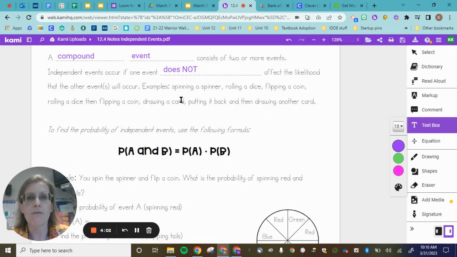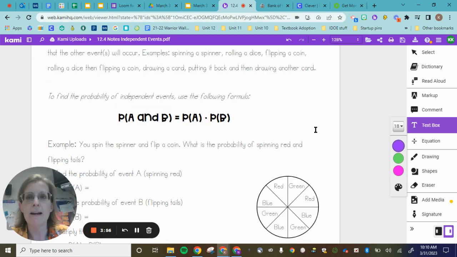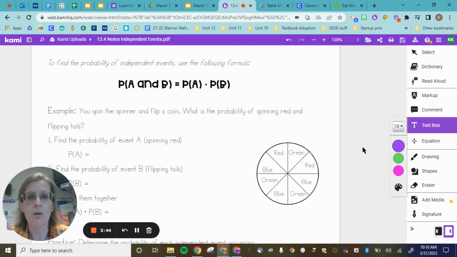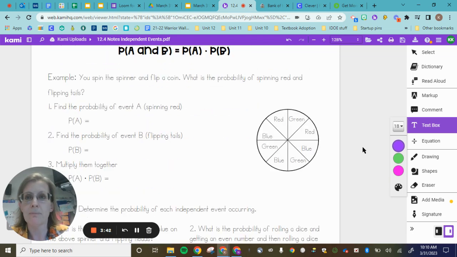That would be like if you draw a card, you have to put it back because then it makes the deck exactly the same as you started. So here's how you find independent probability. You have to find the probability of the first thing happening, the probability of the second thing happening, and then you have to multiply those together.